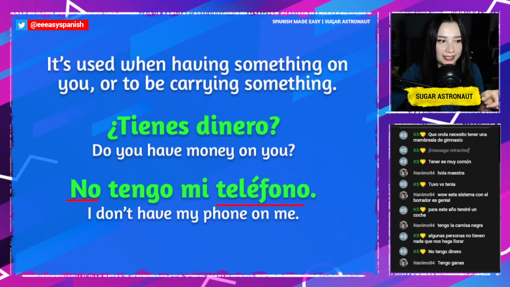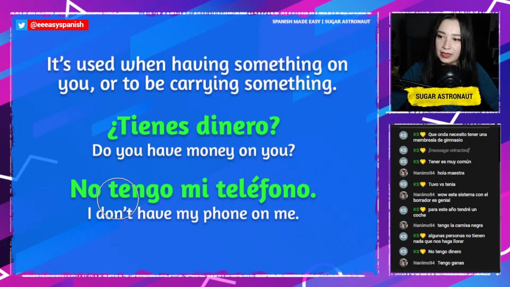That's an interesting phrase. Tengo ganas is a phrase that is used to say that you feel like something. For example, tengo ganas de correr. I feel like running, okay? I feel like running right now. Who's with me? So yeah, that's a great phrase, Nanimo 94. Tengo ganas. I actually have a video about phrases, expressions using the verb tener. So yeah, that's somewhere on my channel. So if you want to browse, please feel free to do that.